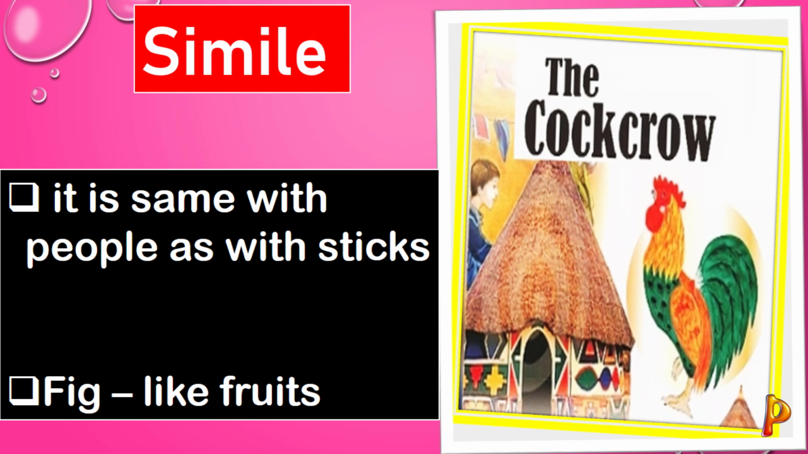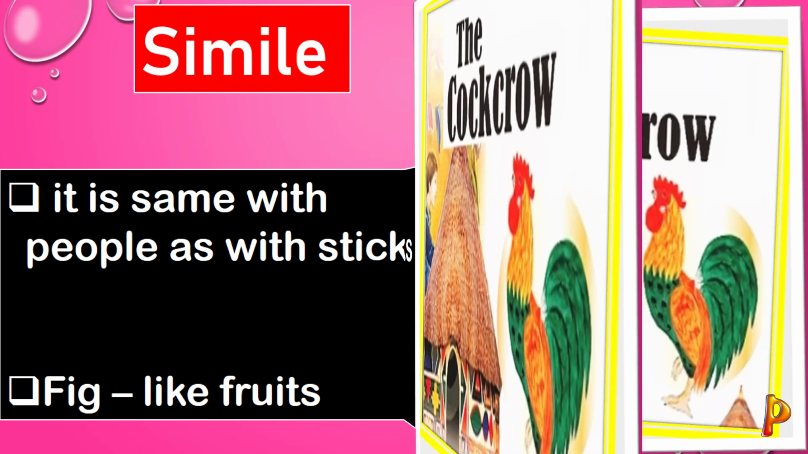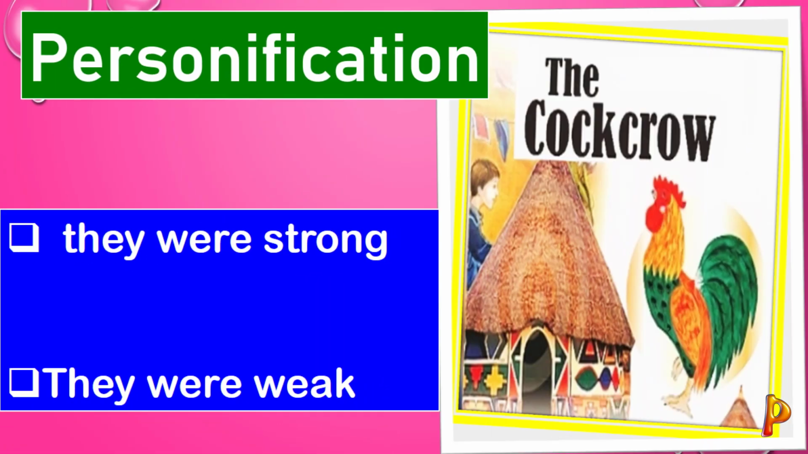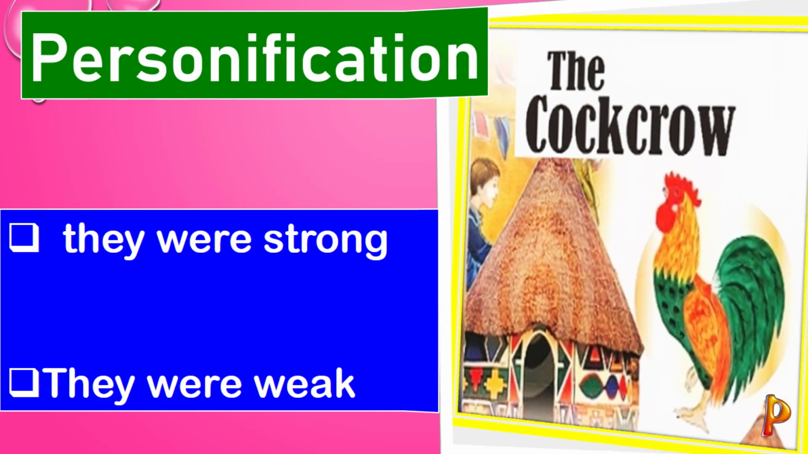Simile. We come across the following in the story. It is the same with people as with sticks. Fig-like fruits. Personification. They were strong. They were weak. Here, the sticks are given human qualities, as in strong and weak, and with the use of they.